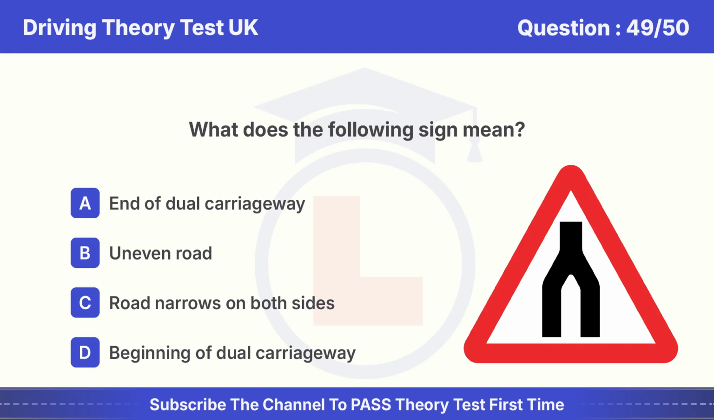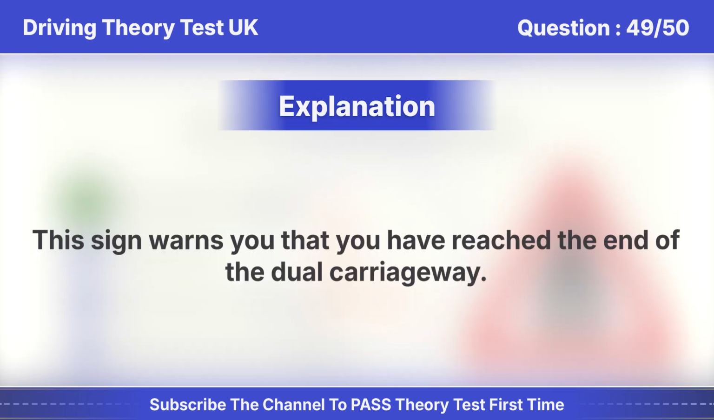Question 49. What does the following sign mean? Answer is A. End of dual carriageway. This sign warns you that you have reached the end of the dual carriageway.